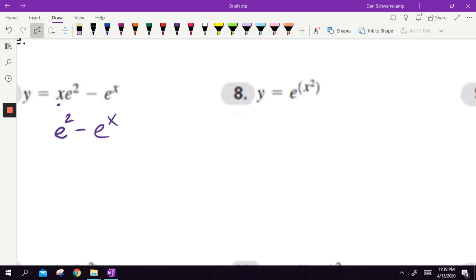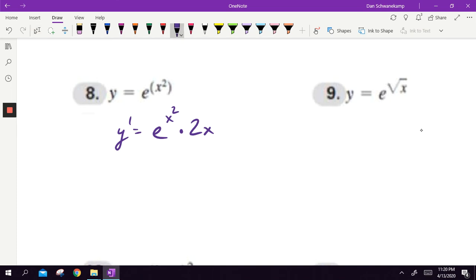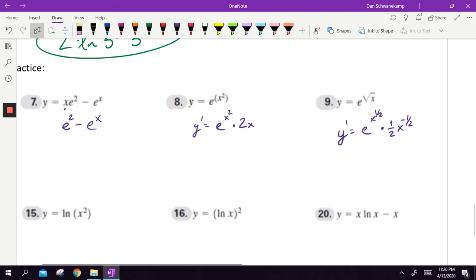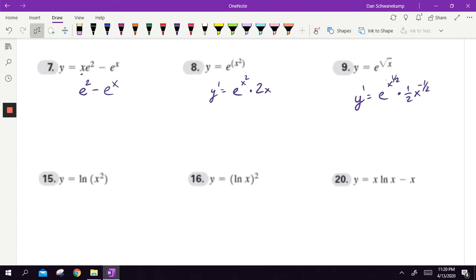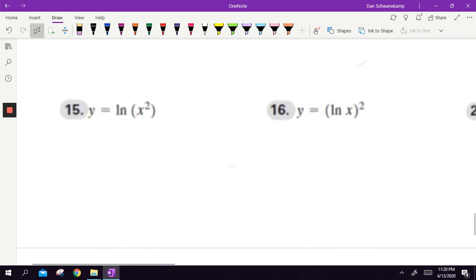Number 8, the derivative of e is what you see times the derivative of the exponent. Boom. Those are just a couple more examples.